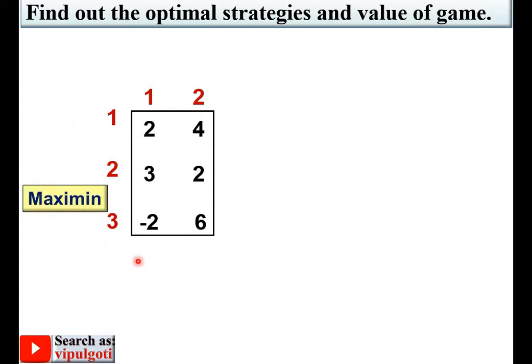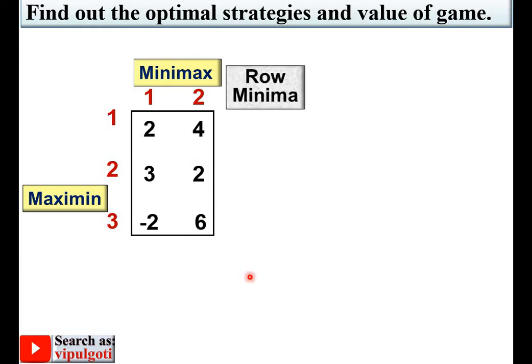So first I am going to apply maximin and minimax principle. Maximin, that means maximum value out of all minimum values. So first I am going to find the minimum values from each row, that is called as the row minima. So here the minimum value is 2, here minimum value is 2, here minimum value is minus 2. Next, maximin, that means maximum value out of all minimum values. So here these two values are maximum.